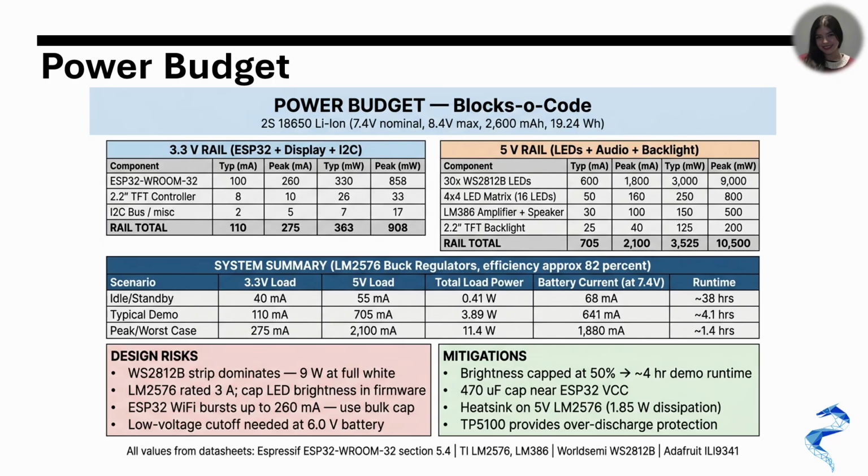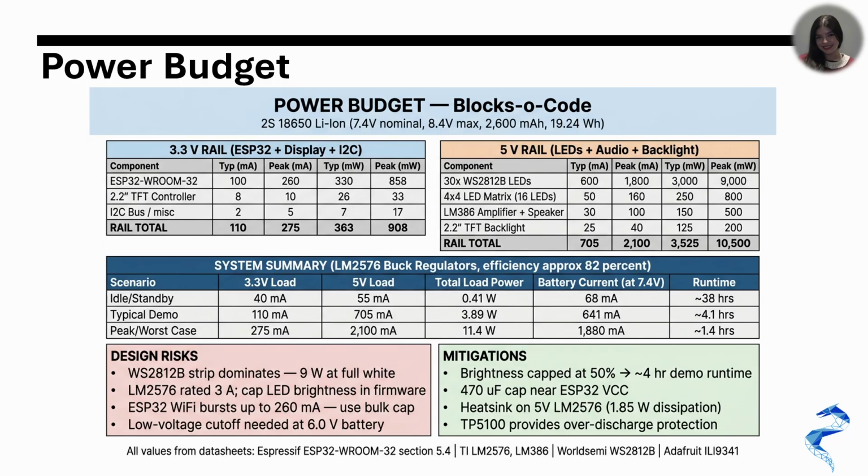The 5-volt rail powers the LED strip, the LED matrix, the audio amplifier, and the TFT backlight. This is the larger load in the system. In a typical demo, it draws about 705 milliamps, and in the worst case, about 2.1 amps. So overall, our system uses about 3.89 watts during normal demo operation, which gives us about 4.1 hours of runtime on battery. In the worst case, if everything is driven at maximum brightness and load, runtime drops to about 1.4 hours.